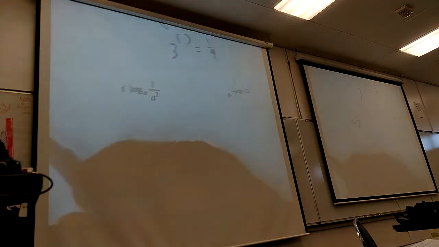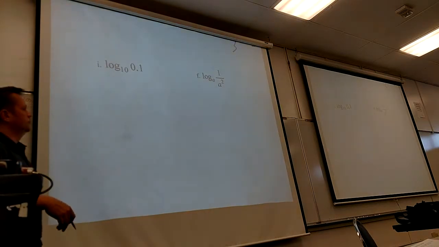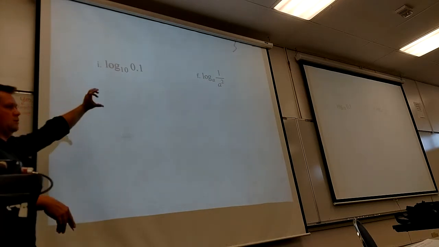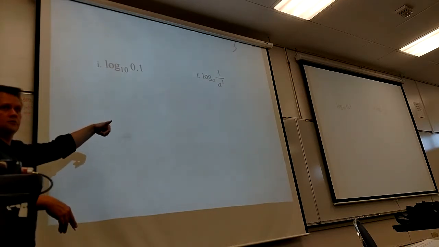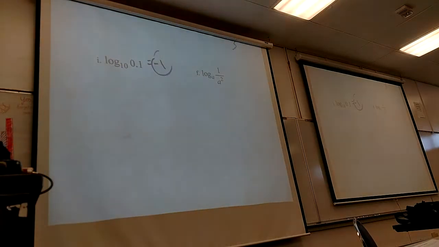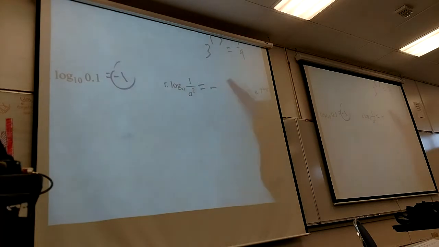So what about this one? This one's just written in a poor way. What is 0.1? 1/10. So what do I do to 10 to make it become 1/10? Raise it to the negative 1 power. I like it. And what about this one, part F? What do I do to a to make it become 1 over a squared? I need a negative to make it flip, and then 2 to make it squared.